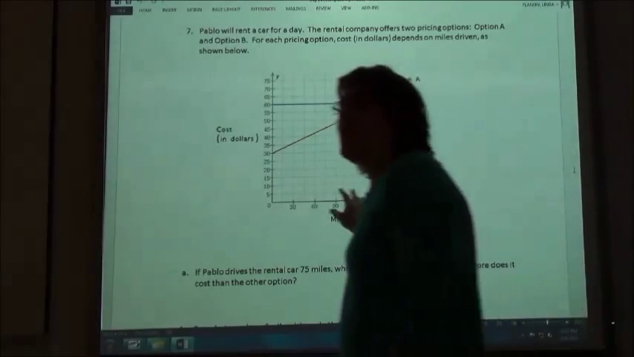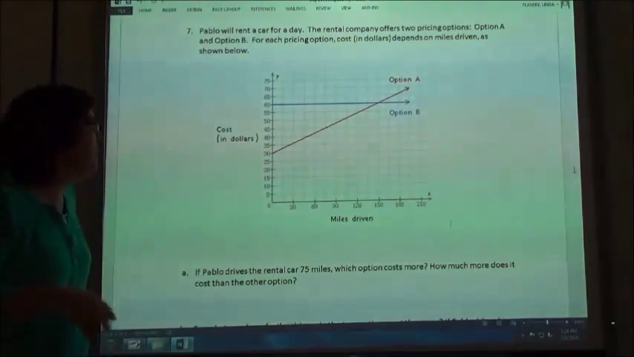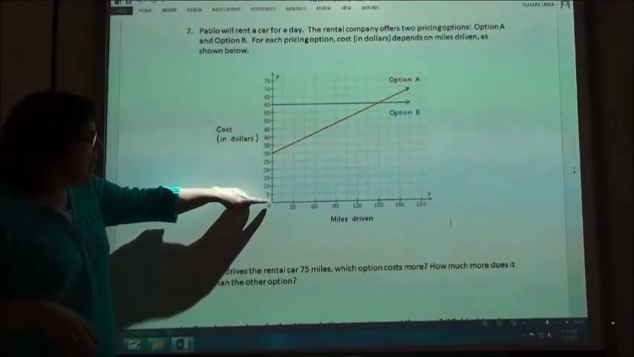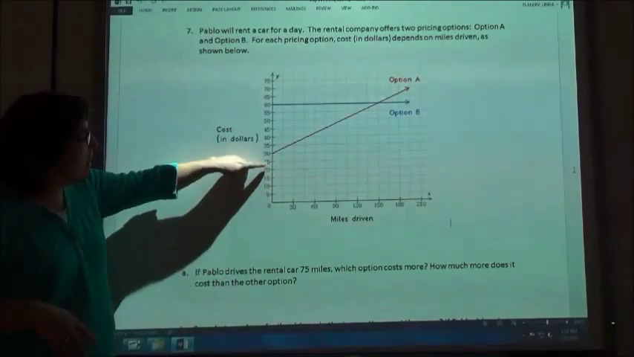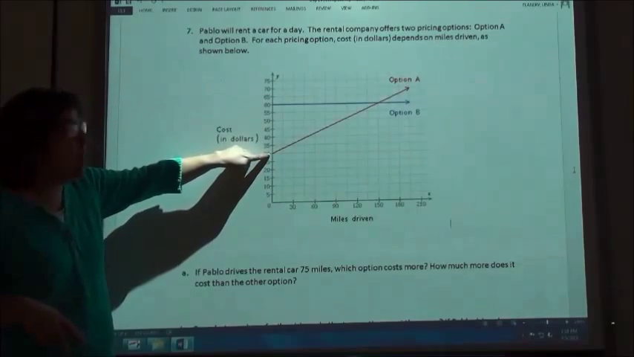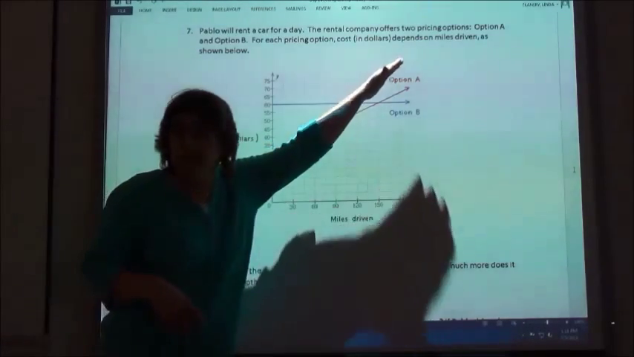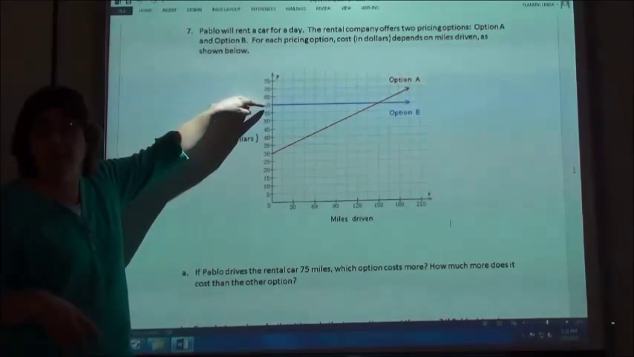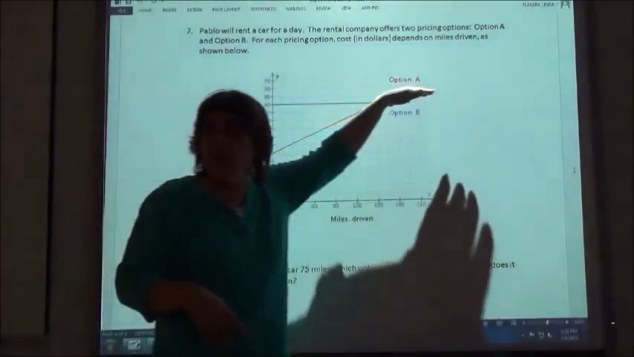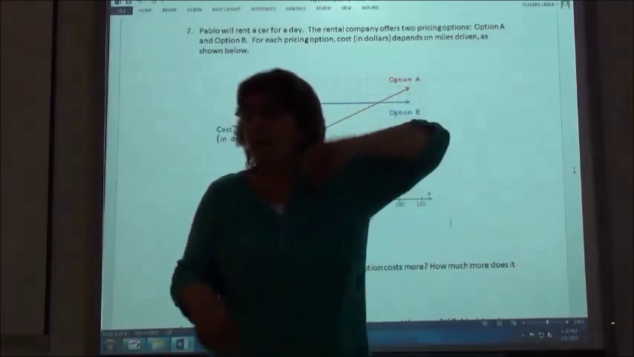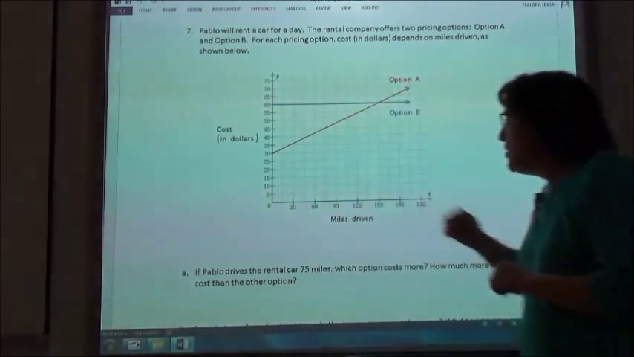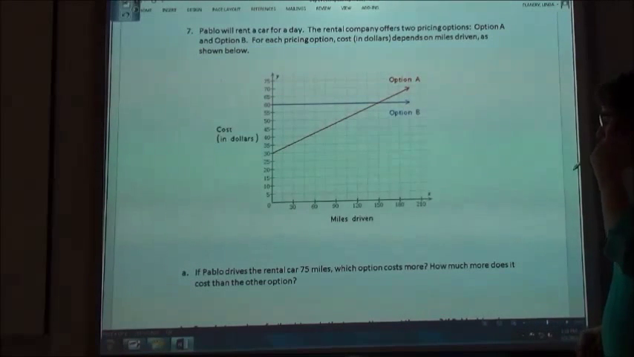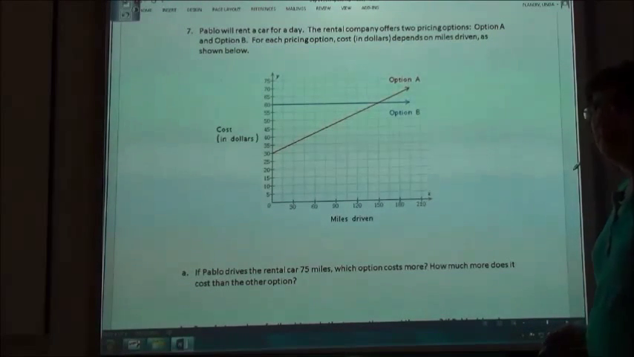So just looking at our graph and using some common sense here, miles driven, cost in dollars. If I drive 0 miles, option A is going to cost me $30, and then it's going to increase as I drive. If I drive 0 miles, option B costs me $60, but option B is just going to cost me $60 all the way across, right? Doesn't matter how many miles I drive. So it says, if Pablo drives a rental car for 75 miles, which option is going to cost me more?